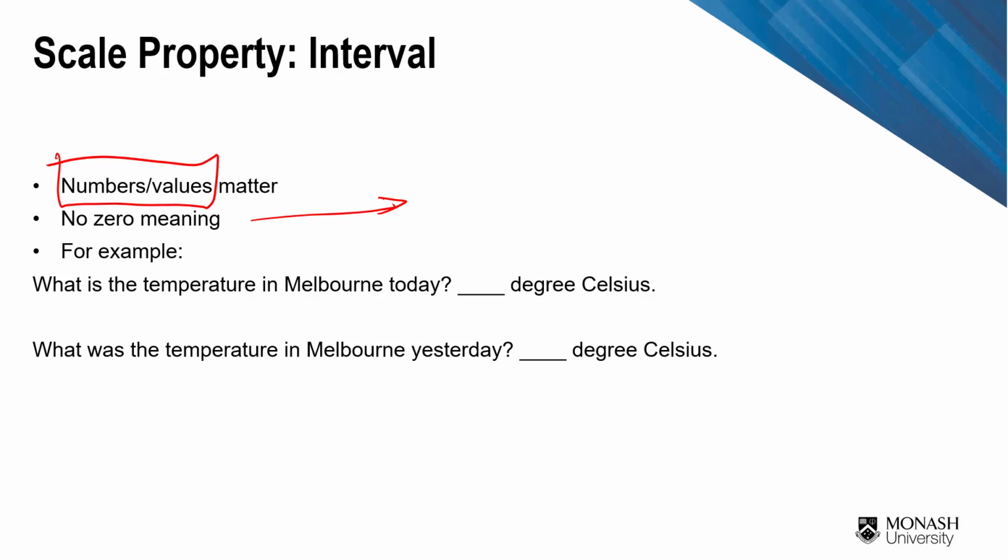So first of all, what is the temperature in Melbourne today? Let's say today it's 8 degrees. And what was the temperature in Melbourne yesterday? Maybe yesterday it was 12 degrees. Now in interval, with 12 degrees and 8 degrees Celsius, there are two things that we have to know: why this is an interval, and how interval is different from the next one, which we're going to talk about.